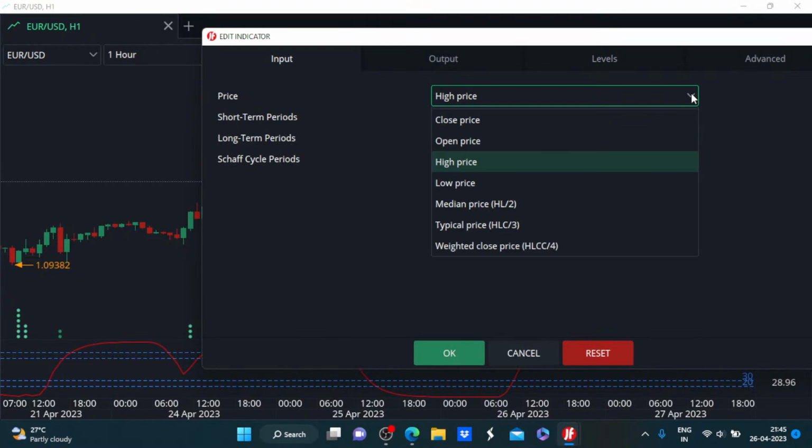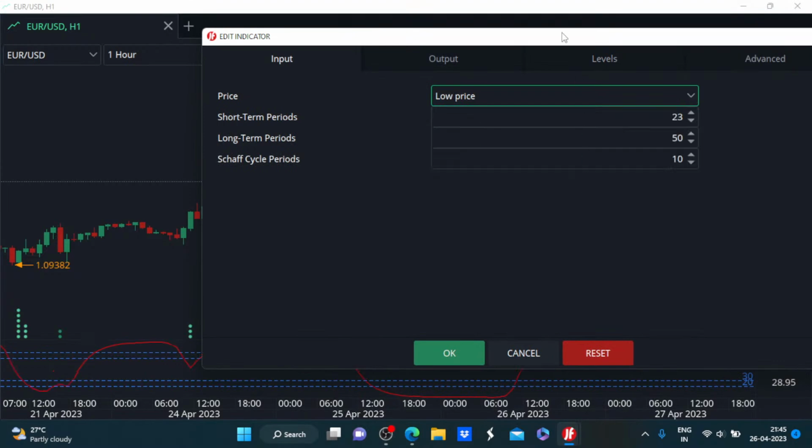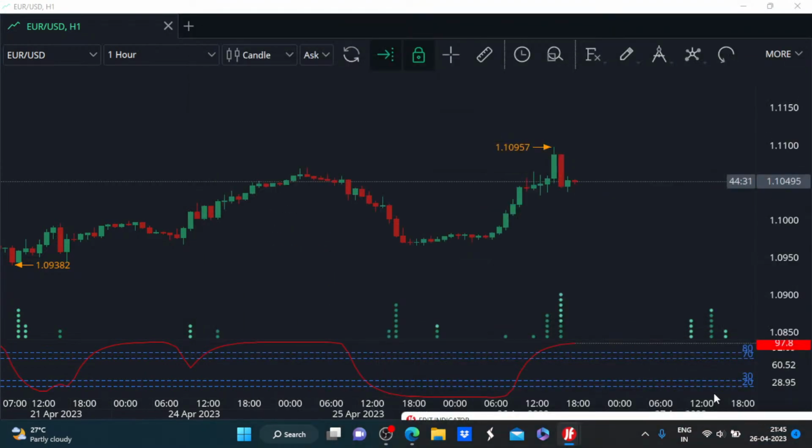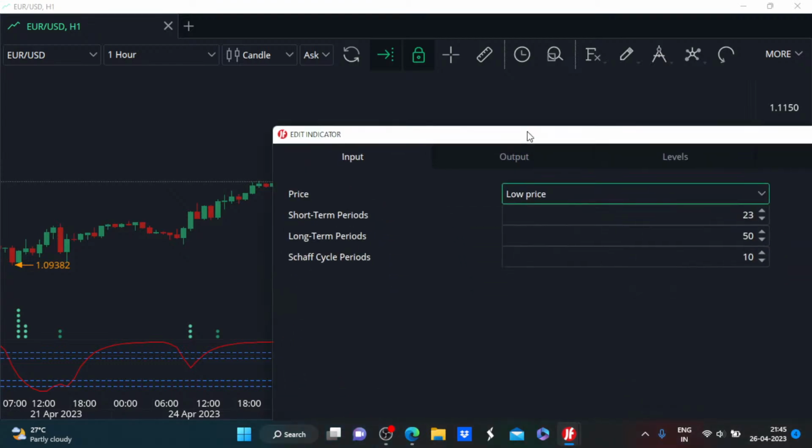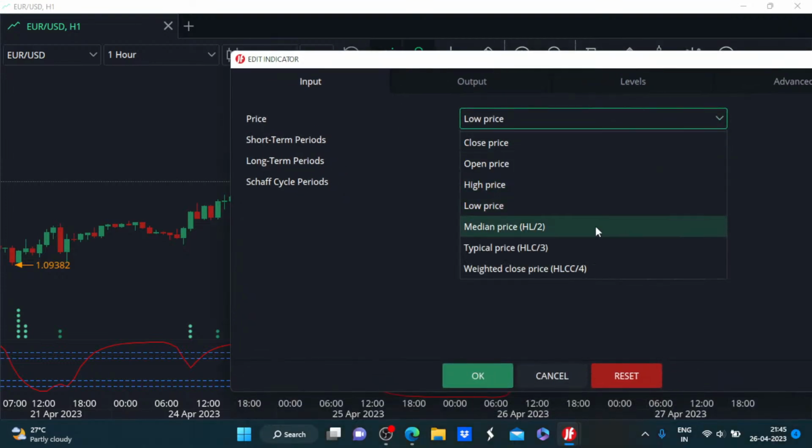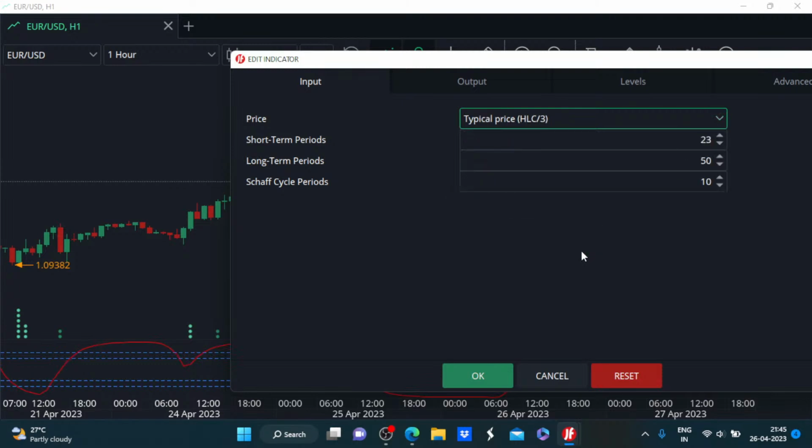And if you go for low price as the applied price, then the change of the trend from bullish to bearish will be picked up quite early. So depending on what kind of applied price you are using, you will have to keep these factors in mind. So there is always going to be some change depending on these parameters.